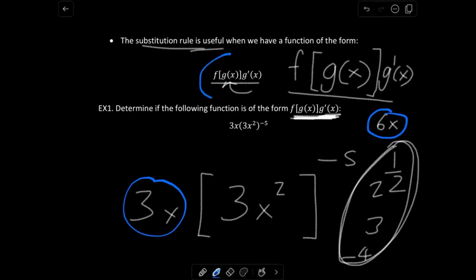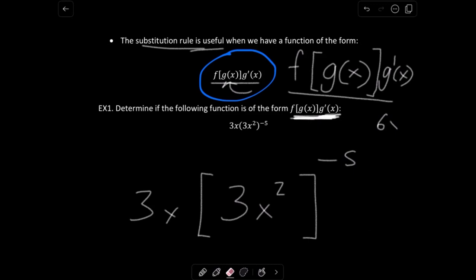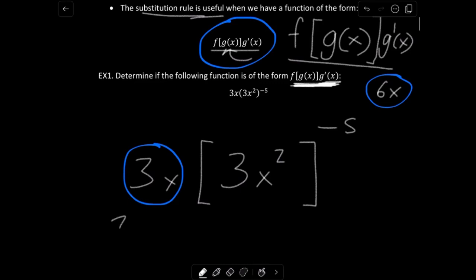Basically, it means that you have something of this form. So let's do it for this example. We almost completed it. My inner function is 3x squared. That's the first step. Next step is to get the derivative of the inner, so it's 6x. Then I identify my outer function, 3x, and I'm going to divide it by 6x. So 3x over 6x, the x's cancel off.